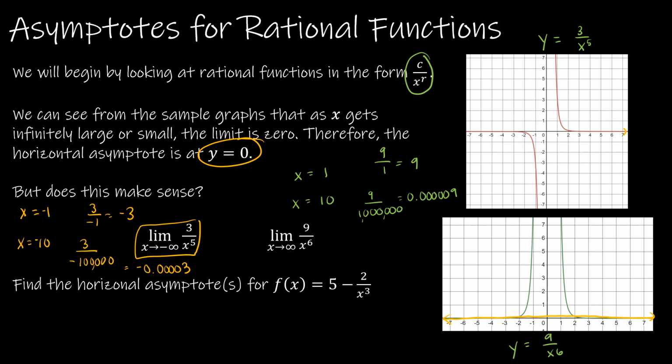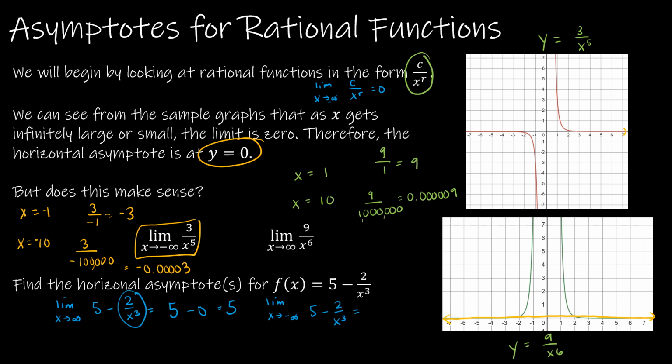Real quick practice: what's the horizontal asymptote or asymptotes for f of x equals 5 minus 2 divided by x cubed? So again, I would find the limit as x approaches infinity of 5 minus 2 divided by x to the 3rd. Well, the limit of 5 is 5, and the limit of this is 0, because we just talked about the fact that that limit's always going to be 0. So in fact, you could write the limit as x approaches infinity of c divided by x to the r equals 0, and I could do the same thing for negative infinity. So what would I do here for negative infinity of 5 minus 2 divided by x to the 3rd?